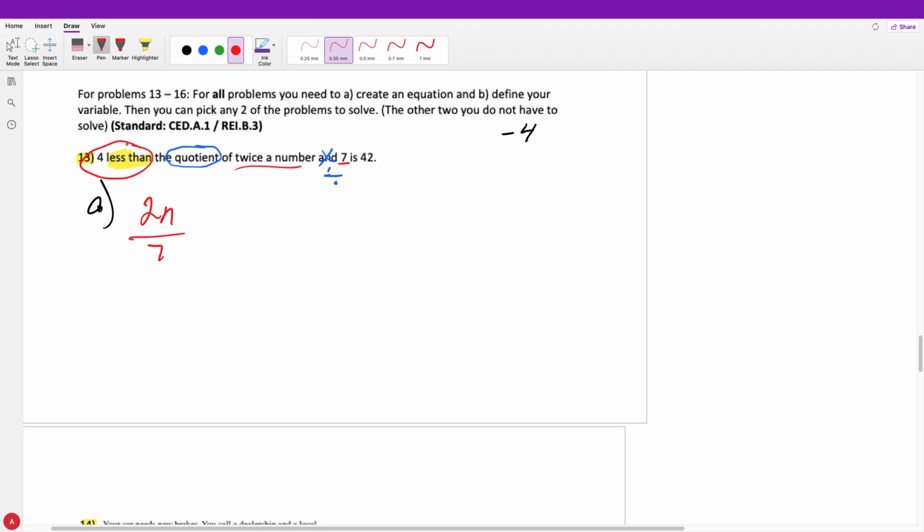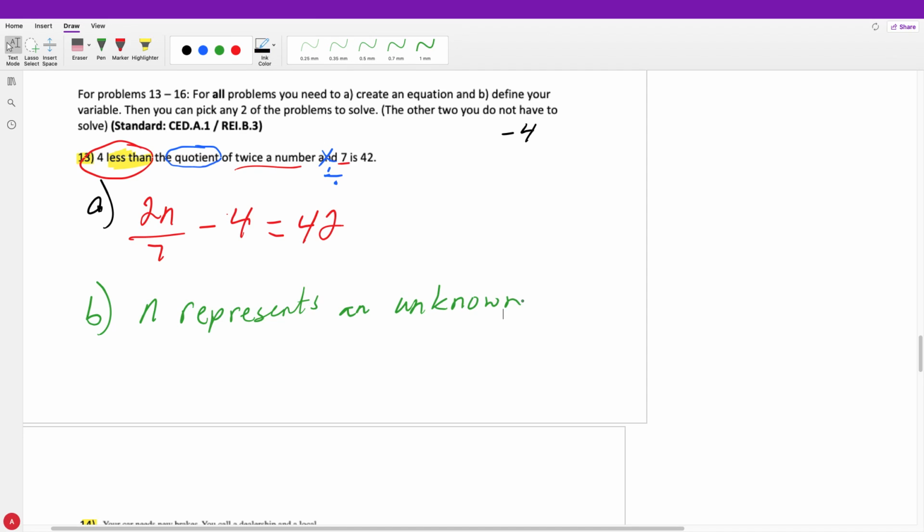And remember, we were doing 4 less than that, so we had to subtract 4 after we take that quotient, because 4 less than whatever this was is going to be equal to 42. So that will be our part A. Part A would be creating the equation. Part B would be defining our variable. Well, n represents, in this case, just an unknown number. They didn't give us anything specific about it, it's simply a number, so there's nothing really more that we could do with it.